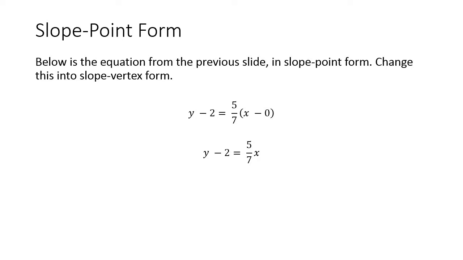And then just one final step. Let's move that 2 to the other side because we want y by itself for it to be slope vertex form. And so y equals 5 over 7x plus 2. All we did here was basic algebra. We added a 2 to this left-hand side to get rid of that negative 2, but we have to do the same thing to the right-hand side to keep things balanced. So now we are complete in writing that in slope vertex form.